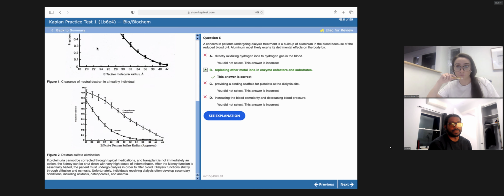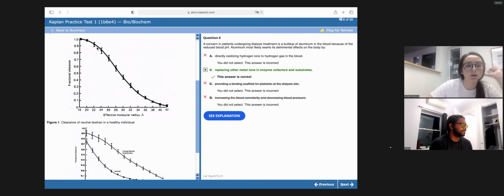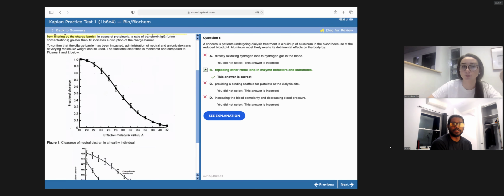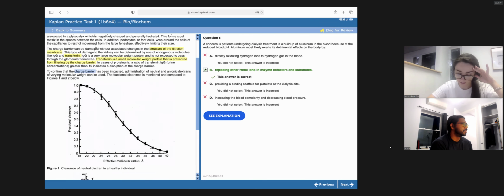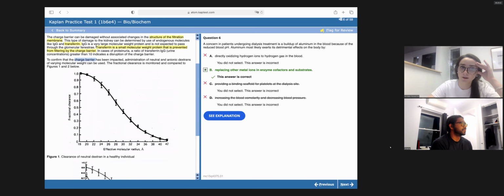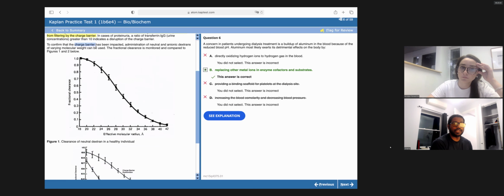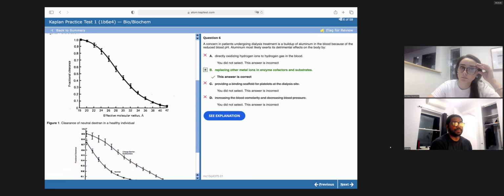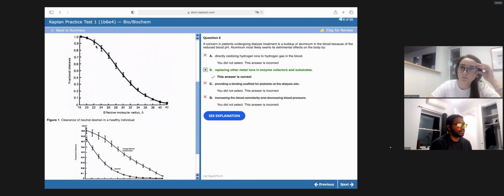because things that you ingest go into your blood, and your blood filters. Is a higher clearance then like a fine charge barrier, the charge barrier of the kidney or whatever we're looking at, is not affected? Oh, so fractional clearance is just what we measure because you want it to be high. Because that means your blood gets filtered by your kidneys, and then your kidneys clear it out through your urine.